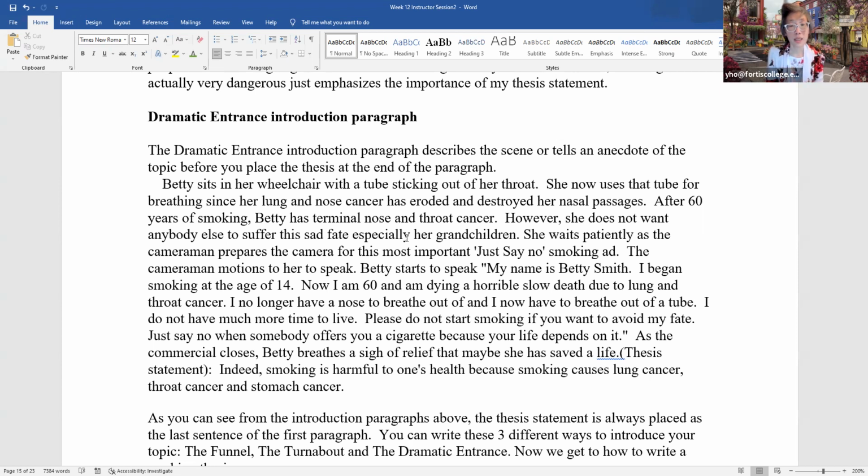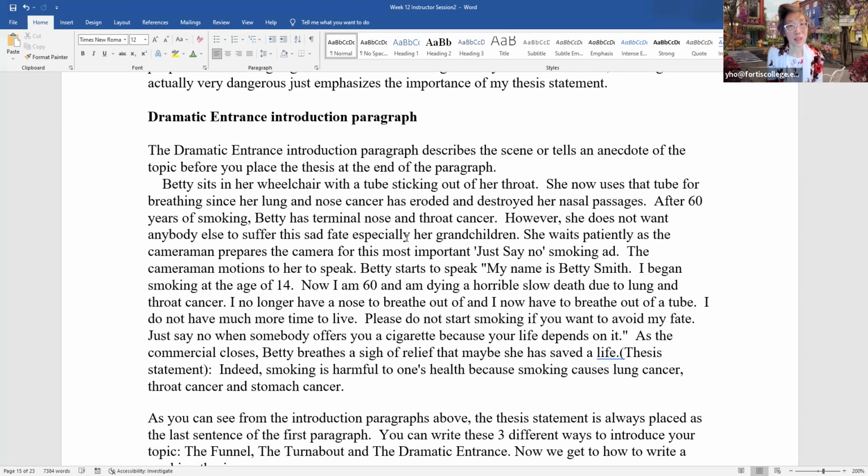Betty starts to speak. My name is Betty Smith. I began smoking at the age of 14. Now I am 60 and am dying a horrible death due to lung and throat cancer. I no longer have a nose to breathe out of, and now I have to talk out of this tube. I do not have much more time to live.